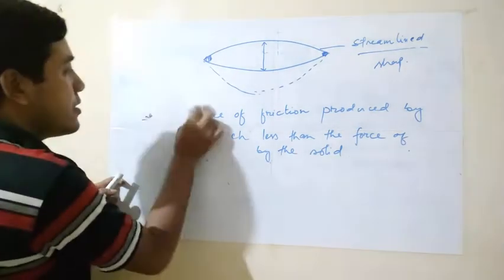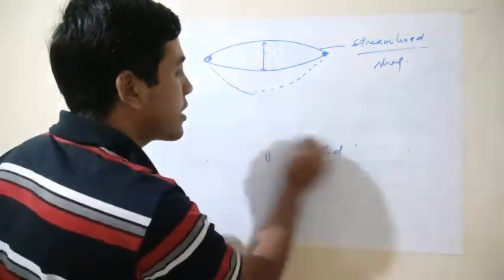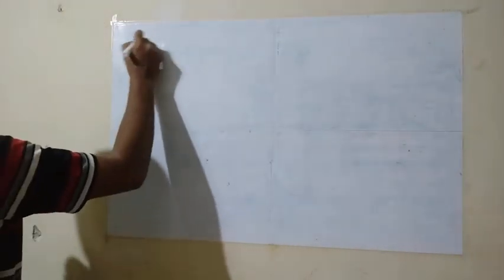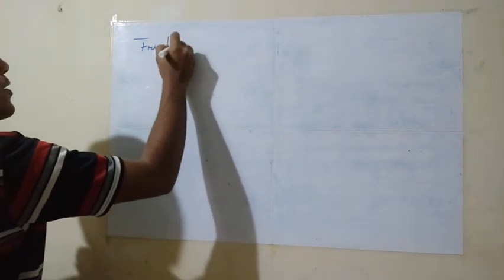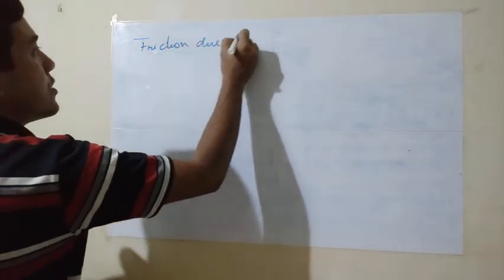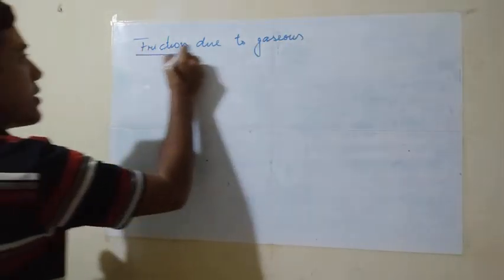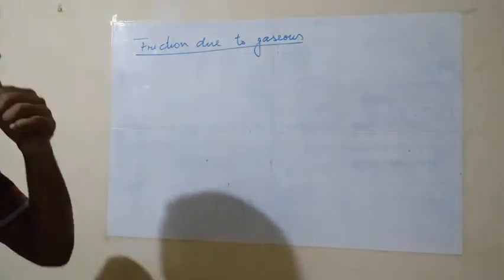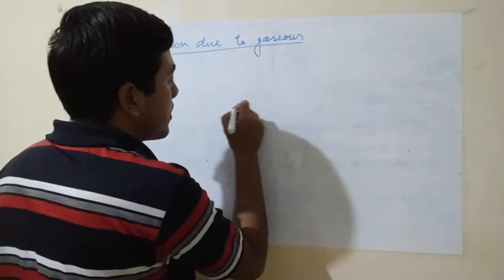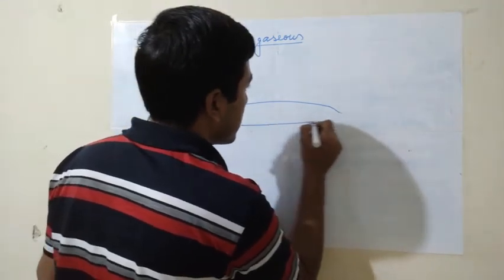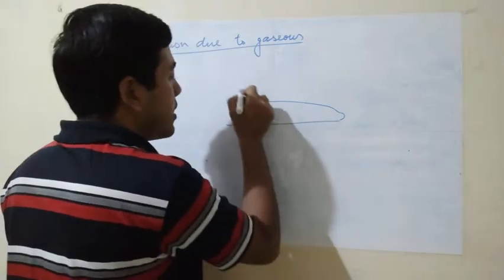Next is the friction due to gases. Now look here, that is the air. Do you know the shape of the aeroplane? I will draw the aeroplane shape. This is the shape of the aeroplane.